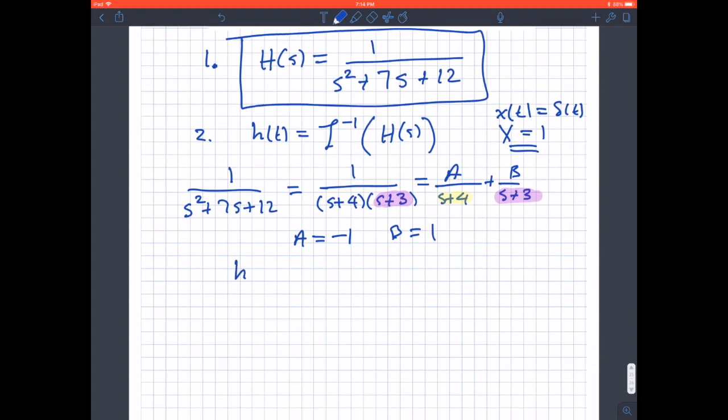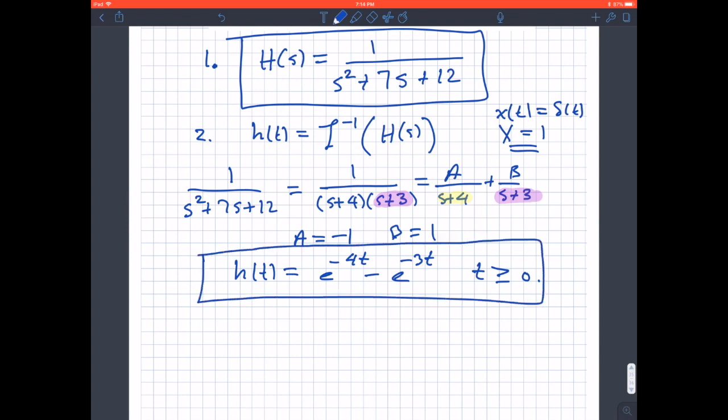So from that, I can write down h of t. H of t is going to be minus e to the minus 4t, using Laplace transform tables, plus e to the minus 3t, and in this class, we've always assumed t is greater than or equal to 0. All right, so there's the solution to part 2. So part 1 is here, and part 2 is here.